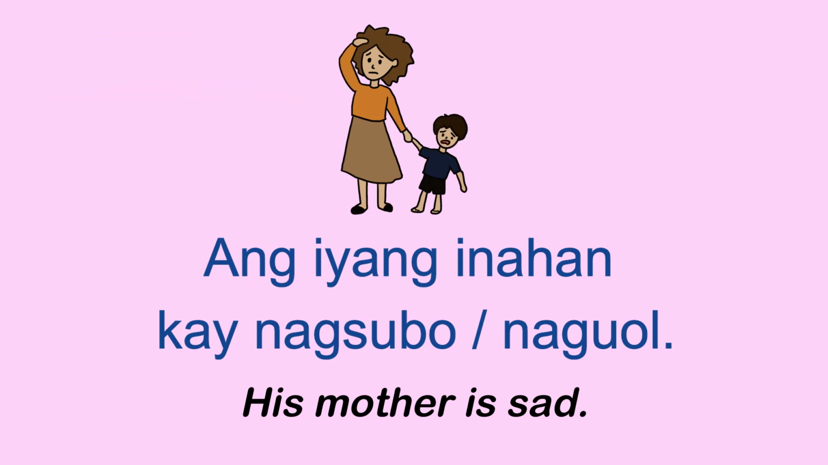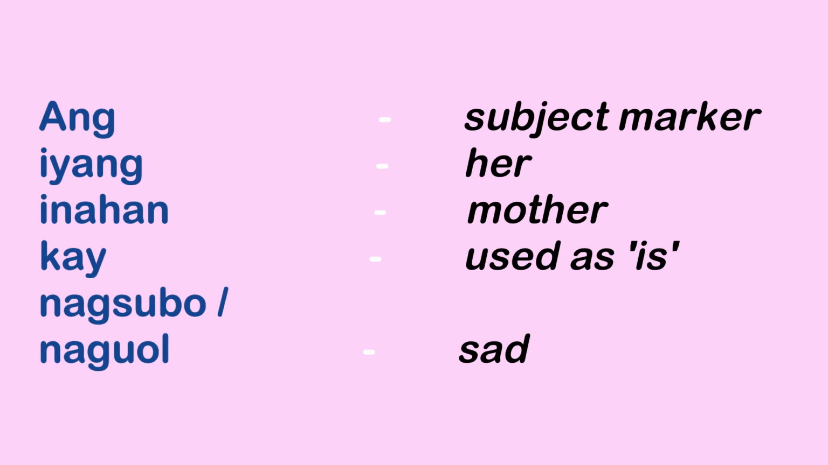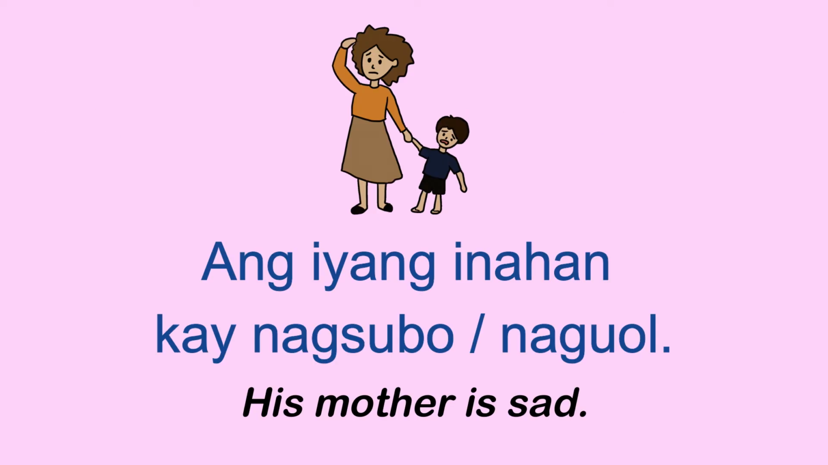So let's have a look at how that one's broken down now. Ang is used as a subject marker. Iyang means her, inahan is the word for mother. Kay functions as is in this phrase. And nagsubo or naguul is used as sad. His mother is sad. Ang iyang inahan kay nagsubo or naguol.